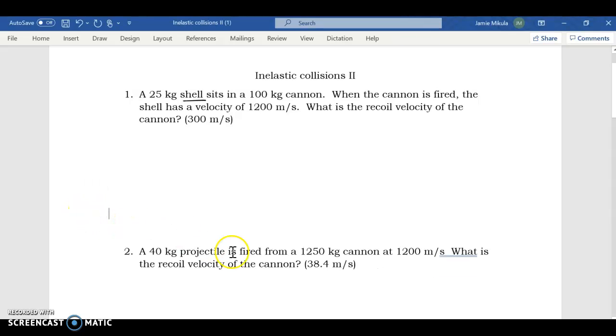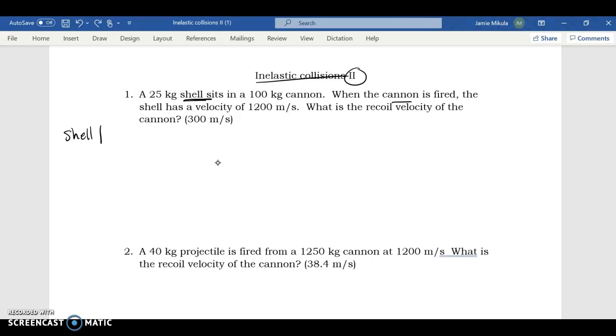Okay, this is the assignment that Coach Pfaff put up today, which is February 9th, and it's inelastic collisions. It's the second one he did about recoil. So I'm going to do the same thing I did before with the chart, just to keep my information organized. So we have two objects here. We have a shell and a cannon.